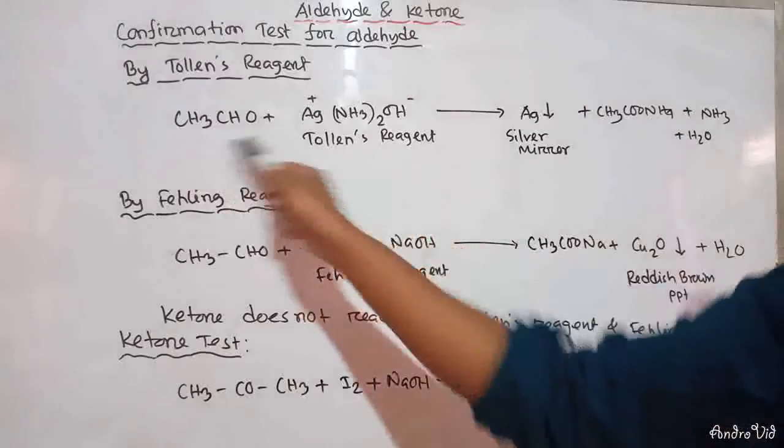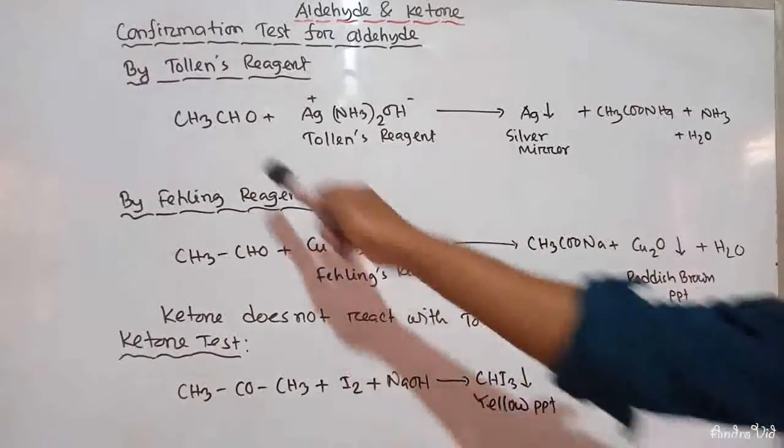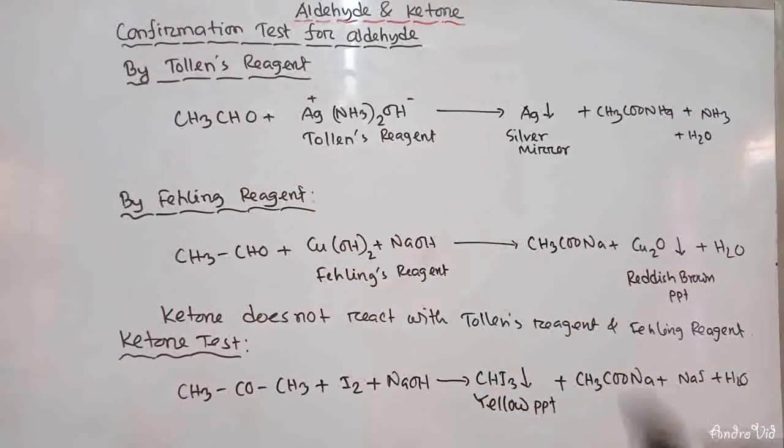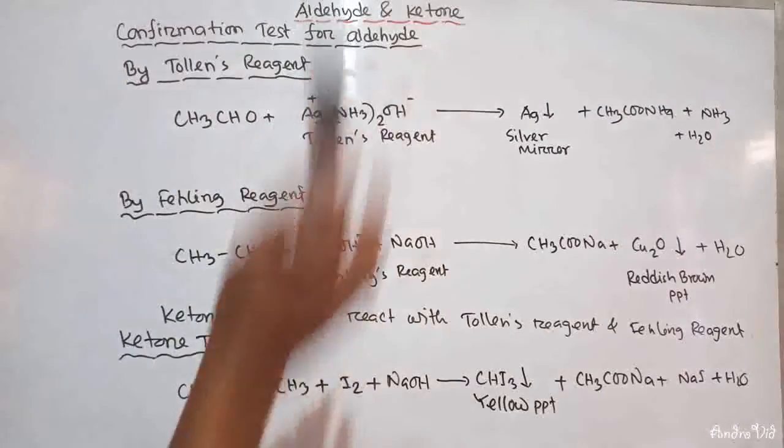At the same time, the aldehyde as a reducing agent gets oxidized, and by the oxidation of this aldehyde, it is converted to the acid, and due to the presence of ammonia, this is converted to the ammonium salt of the acid. And they produce also ammonia and water. So the main point is that by the production of the silver mirror here, you will be sure that there must be aldehyde present. Ketone does not give this type of reaction.